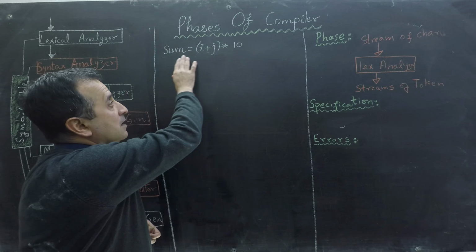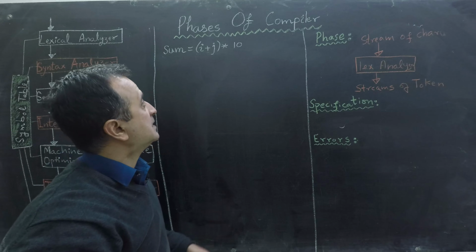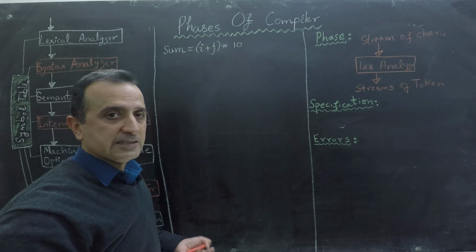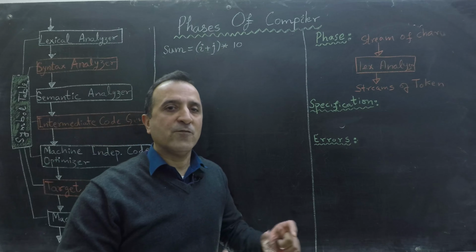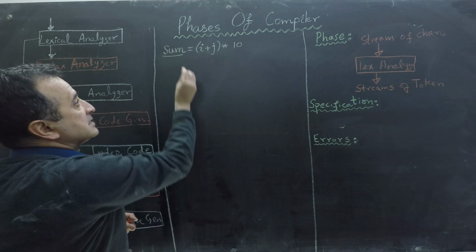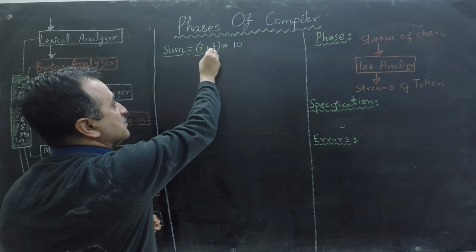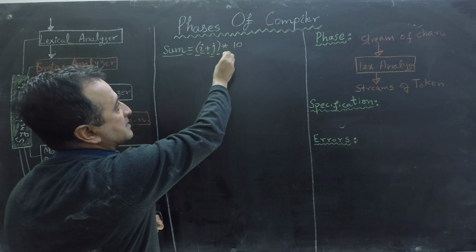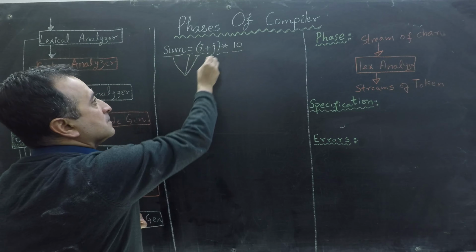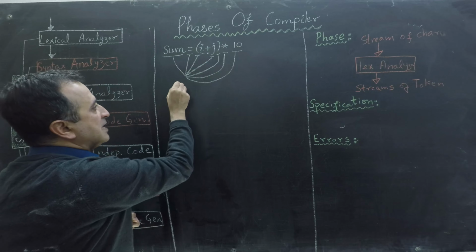Initially, these are English language characters, and the compiler has to make sense of them. So firstly, the compiler reads that stream and converts sets of characters into lexemes. Lexemes are the smallest meaningful units that the compiler can understand. So in this case, sum is a lexeme, equal to sign is a lexeme, opening parenthesis is a lexeme, i is a lexeme, plus is a lexeme, j is a lexeme, closing parenthesis is a lexeme, multiplication sign is a lexeme, and 10 is a lexeme. So these all are lexemes which the compiler can understand as something meaningful.